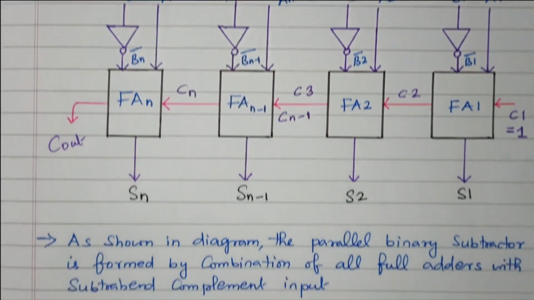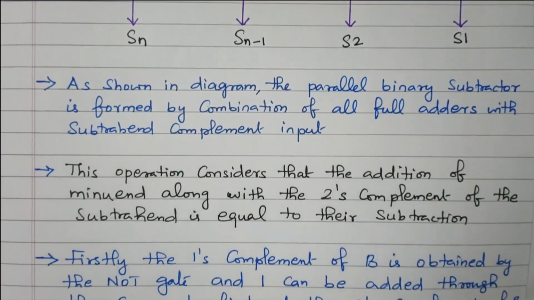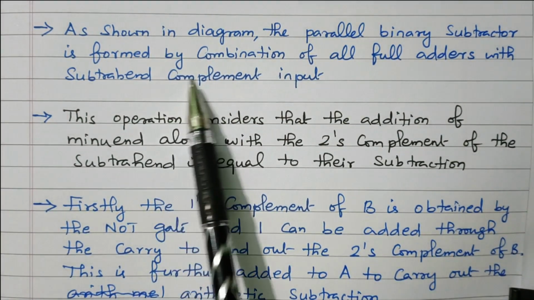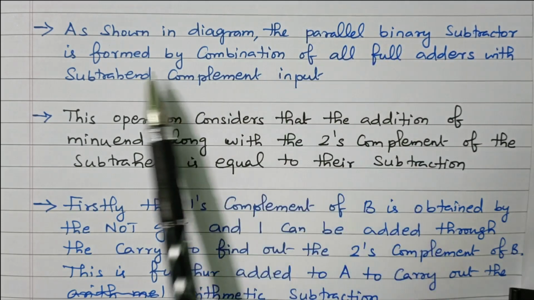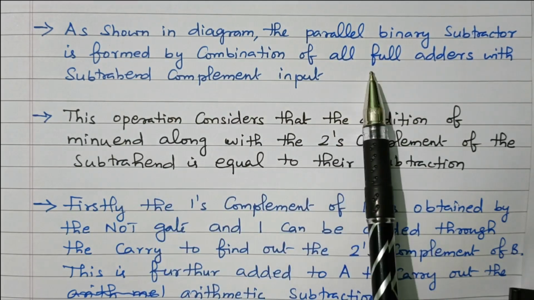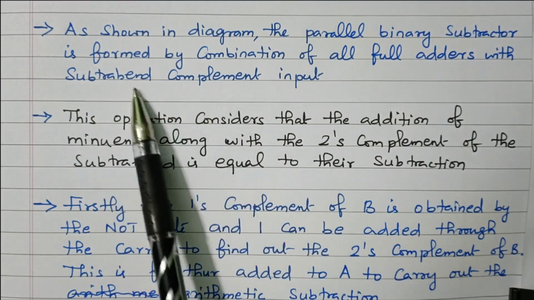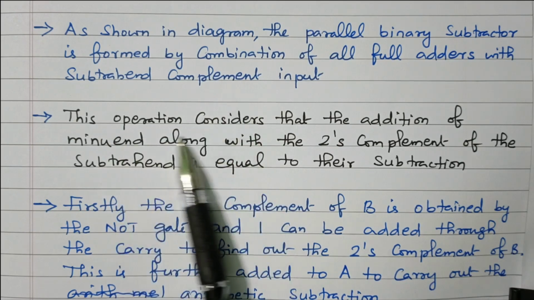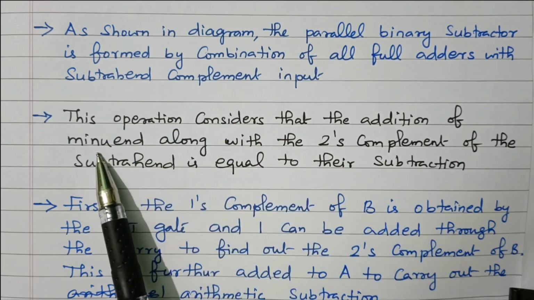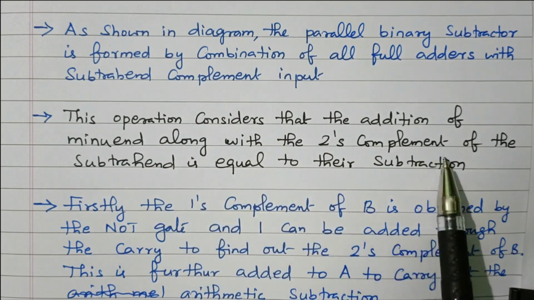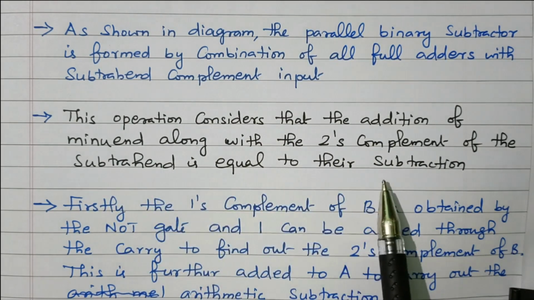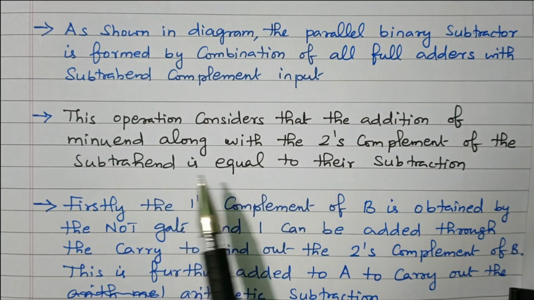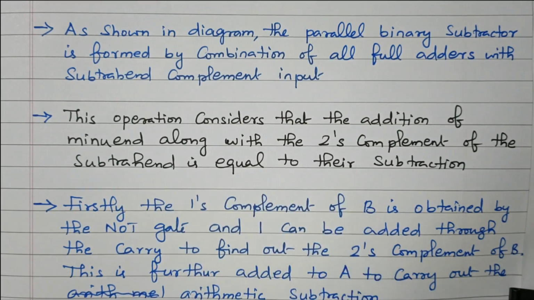Now we'll see the description. As shown in the diagram, the parallel binary subtractor is formed by a combination of all full adders with the subtrahend complement input, right? The complement input is there. This operation considers the addition of the minuend along with the 2's complement of the subtrahend, which is equal to the subtraction. The first number is added with the 2's complement of the second number, so that is equivalent to subtraction.